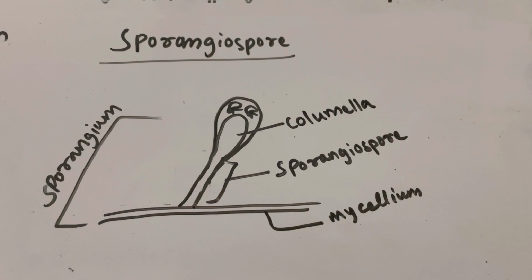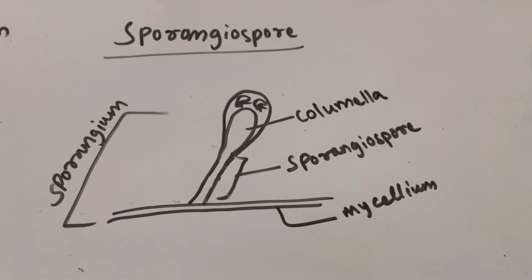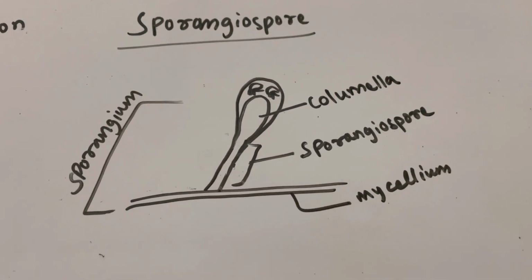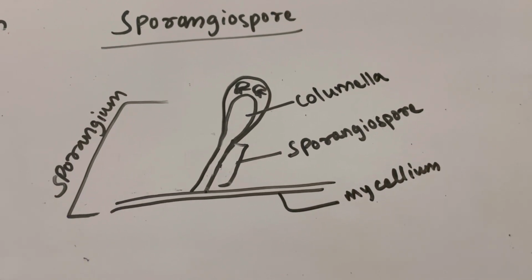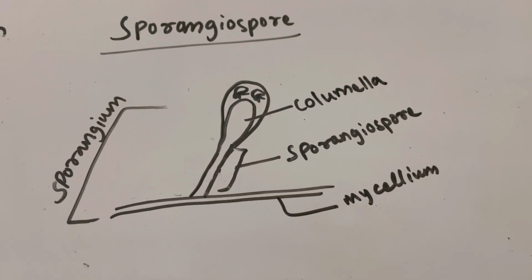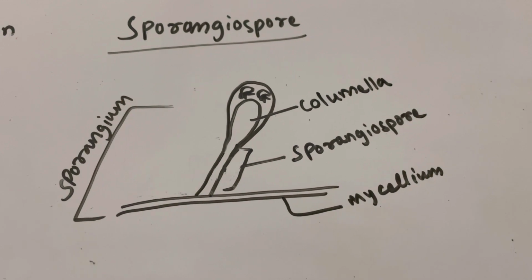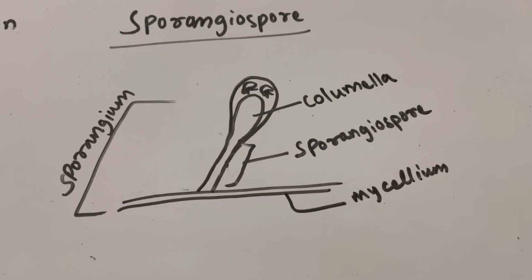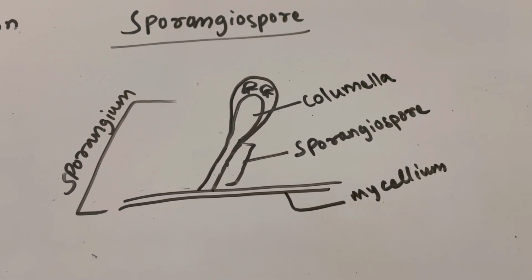Now we'll study about sporangiospore. Look at the diagram which I have made here. Here is a mycelium. Over it there is a production of sporangiospore, and after that a fruit-like structure is there that is called a sporangium. Inside that is a production of sporangiospore or zoospore.